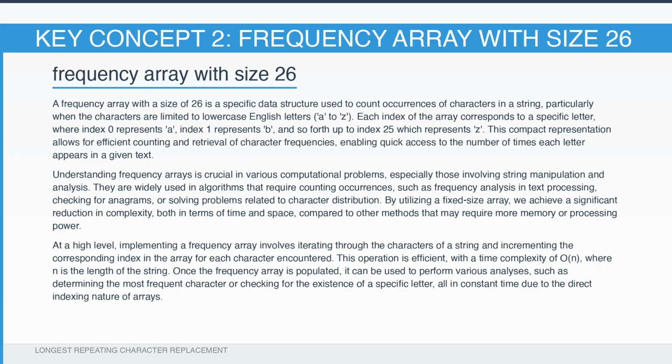This method is incredibly efficient. By using a fixed size array, we can quickly tally character occurrences with just one pass through the string, achieving a time complexity of O(n), where n is the length of the string. Once we've filled our frequency array, we can easily determine the most common letter or check if a specific letter exists, all in constant time.